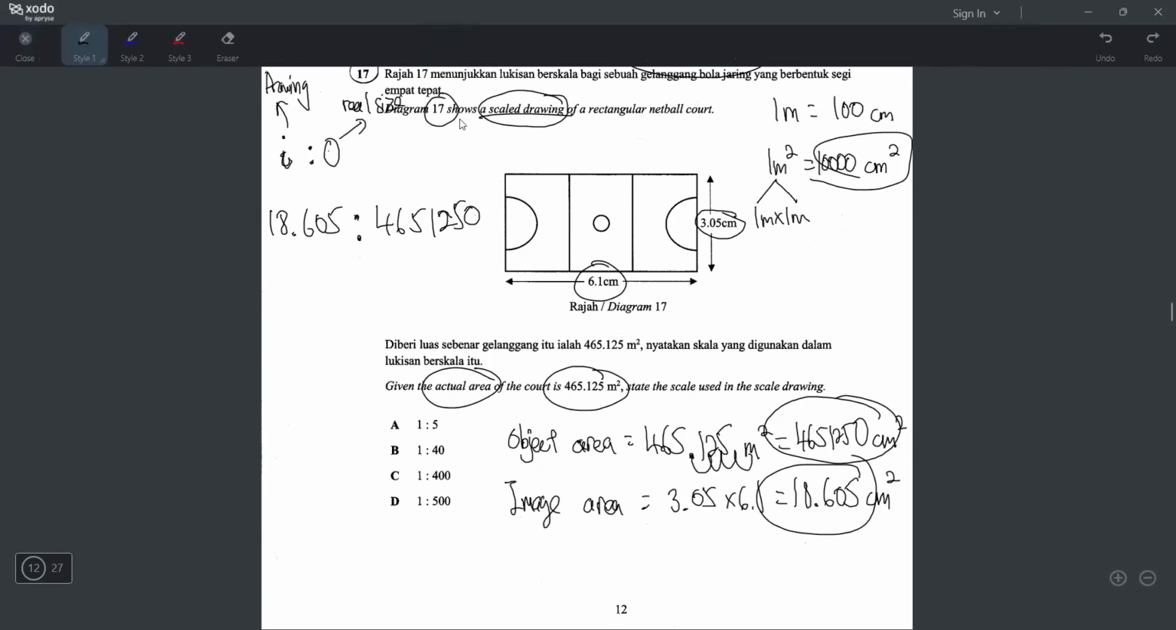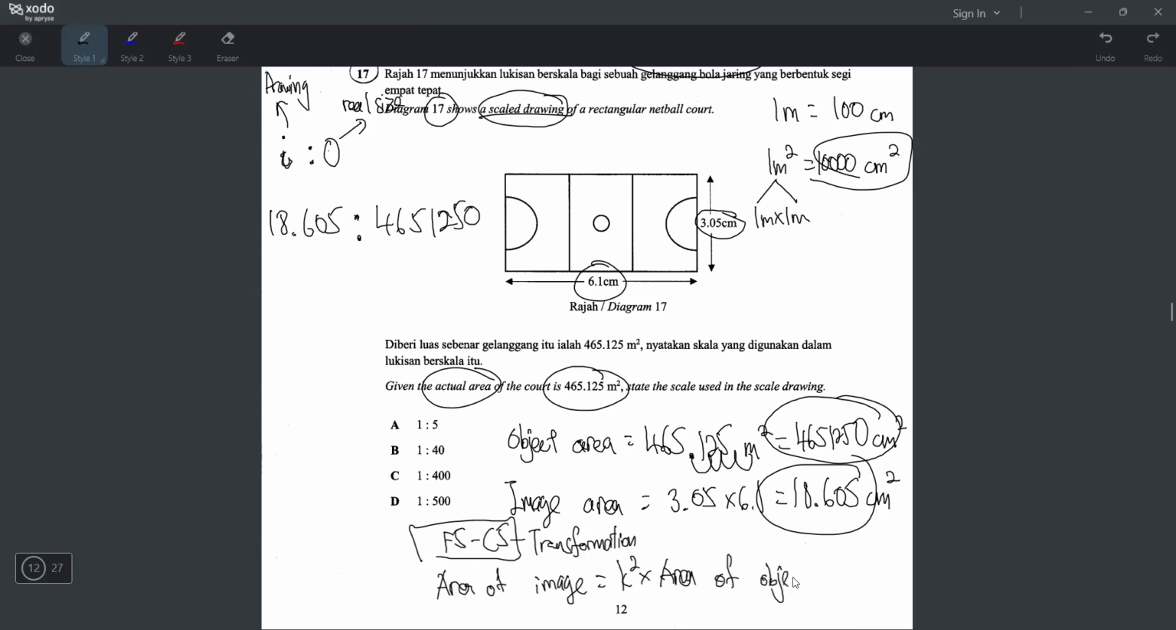What's the other method? Okay, remember in Form 5, Chapter 5, I think. Yeah, in Form 5, Chapter 5, you learn about transformation, right? And in transformation, ada satu formula yang you belajar untuk cari area of image. I don't know you remember or not. The formula looks like this. Area of image equals k square times area of object. And what is k? K is the scale factor. And do you know scale factor and scale drawing is the same thing? Because scale factor k, the formula is also image bahagi object, which is the same with this.